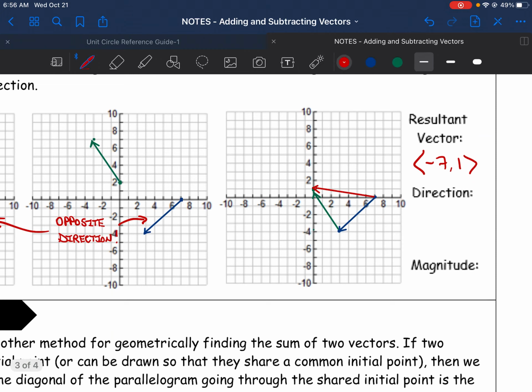The direction, we can see the direction is 1 over -7, which is just -1/7 for our direction. And the magnitude, let's go ahead and we have -7 squared plus 1 squared, which is square root of 50. Square root of 50, we know that's square root of 25 times 2. And we know the square root of 25 is 5. So the magnitude is 5 square root of 2.